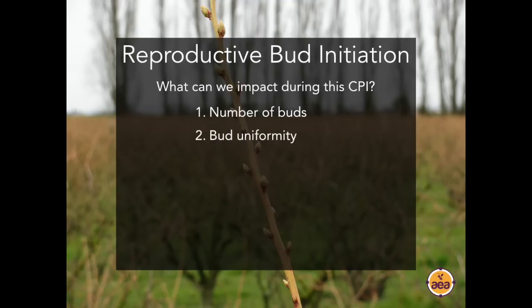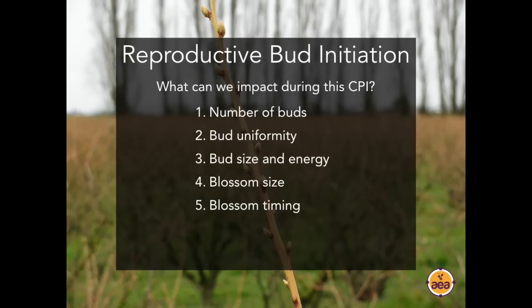The third factor that we can influence is overall bud size and energy. And of course, it almost goes without saying that bud size and energy translates to future fruit size, and in the case of some crops, also the number of fruit per bud, in the case of cherries, for example. The next factor that we can influence at this stage is blossom size, which also translates to ultimate fruit size. And we can also influence the bloom timing.